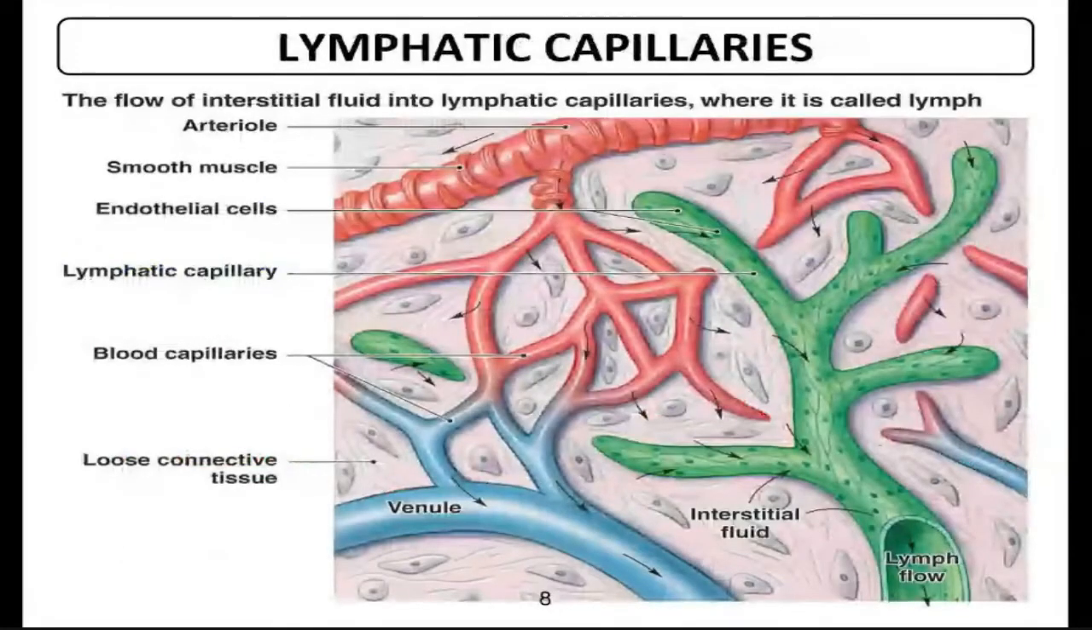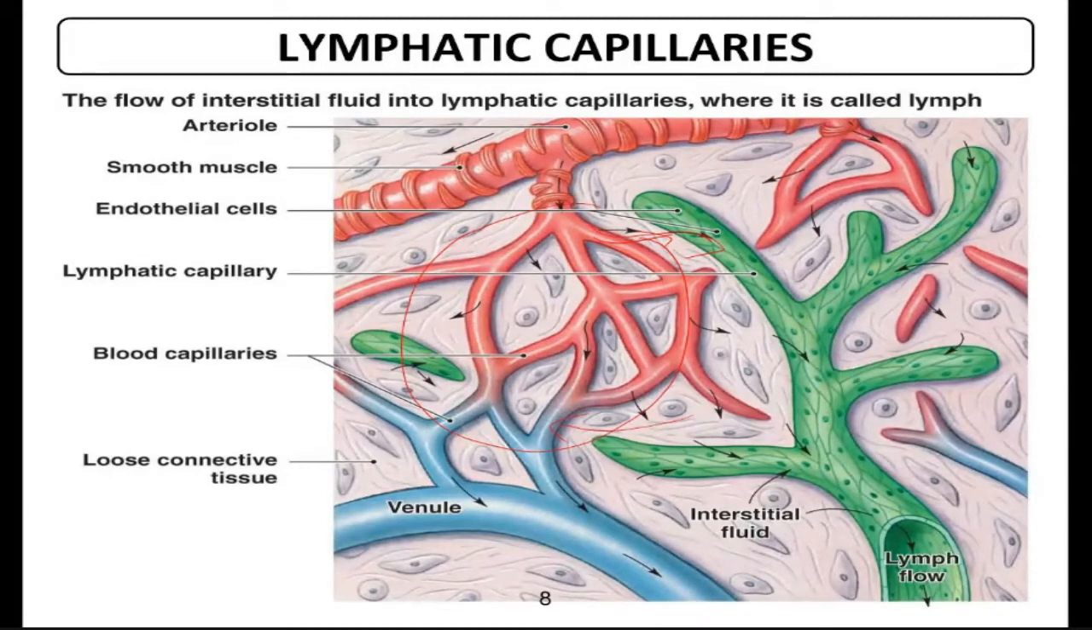Okay, ni contoh dia. From the blood capillaries, interstitial fluid comes out, some of it will enter the lymphatic capillaries. Some will return into the blood capillary. Okay, yang tu faham. Where does the lymphatic fluid come from?